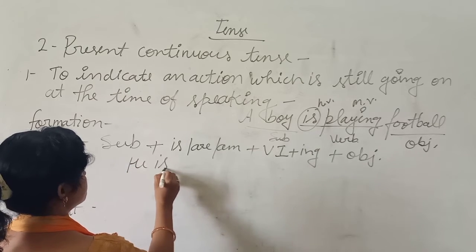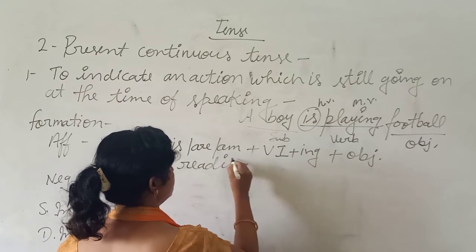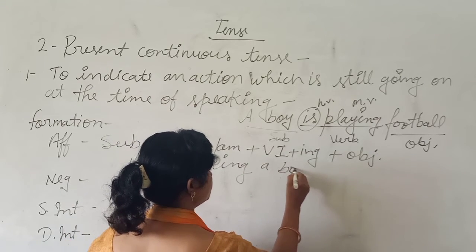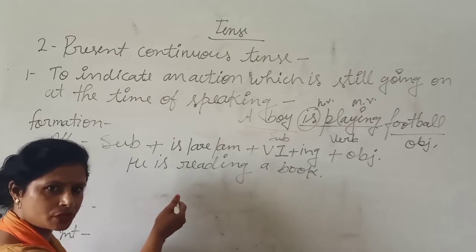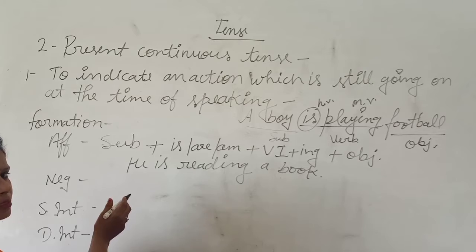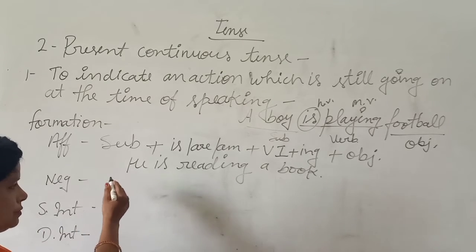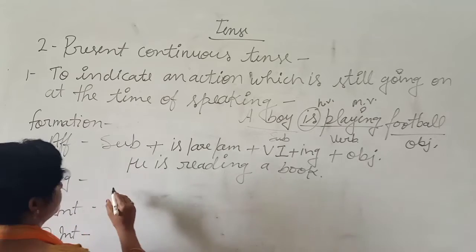Next, you can have another example: He is reading a book. This is an example of a continuous action. Right? Now we are going to convert this sentence into a negative sentence. How can we convert it? Now we will convert this sentence: He is reading a book.